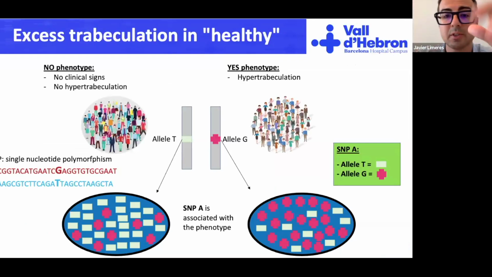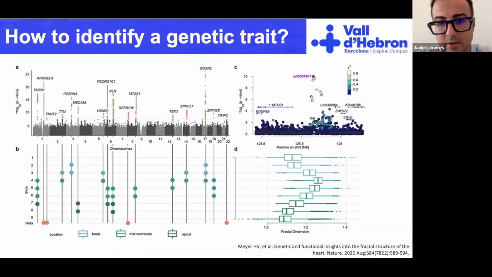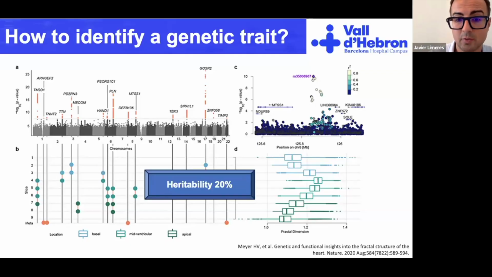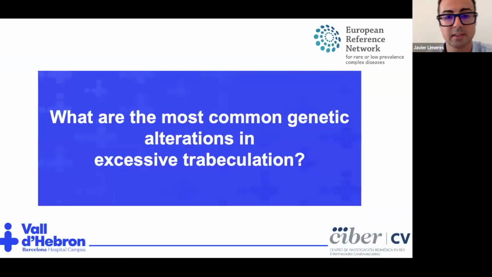You can find the SNPs associated with the disease. You can find, for example, in this study of the Biobank of England, where you can find different SNPs along all the genome associated with the disease: the more of this SNP you have, the more probably you will develop the disease. And you can find a heritability of 20% in these families where you cannot find a mutation, a pathogenic variant, but you can find these polymorphic risk factors to develop the disease.